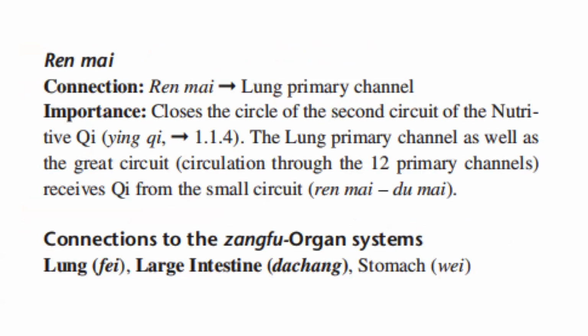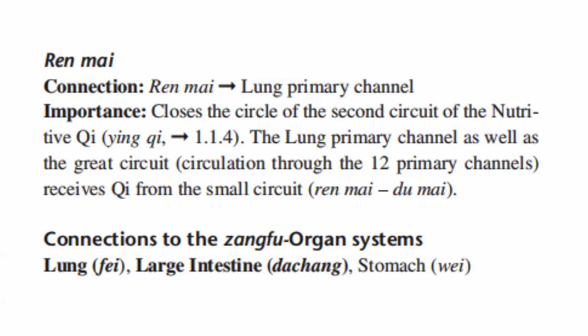Now let's talk about the connection of the lung primary channel with Renmai. Importance of this connection: it closes the circle of the second circuit of the nutritive qi or the yin qi. The lung primary channel, as well as the great circuit, which is the circulation through the 12 primary channels, receives qi from the small circuit. So that's Renmai to Dumai.